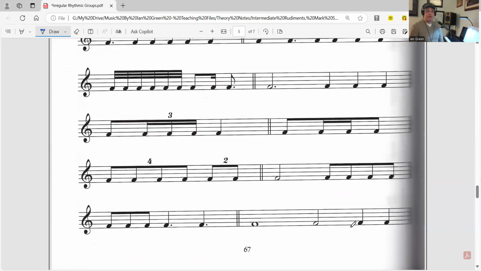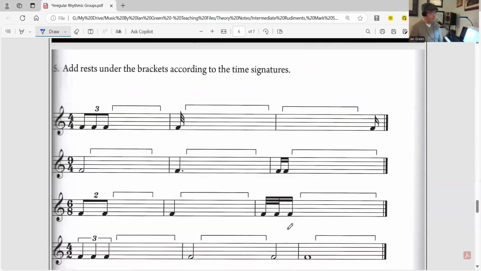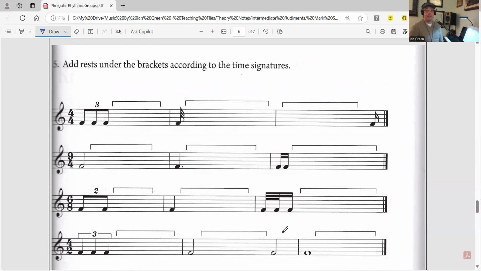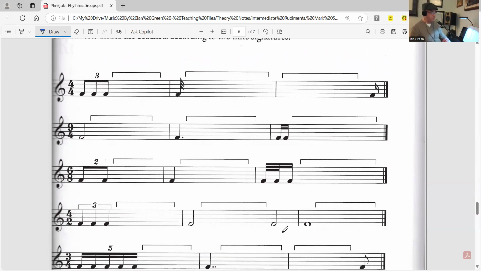Now, when we go to the next page, which would be page 68, what we can look at here is filling in some rests. So let's do that together. This is always kind of a tricky part. Let's look at the first example.